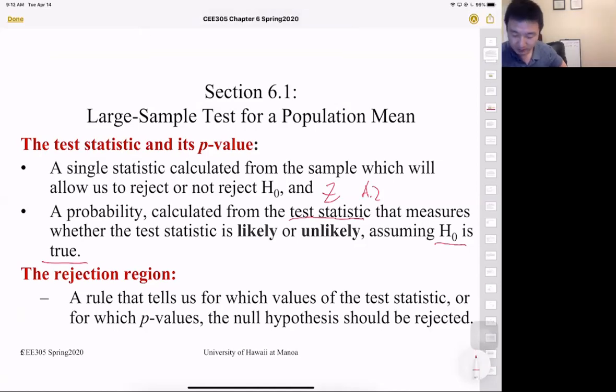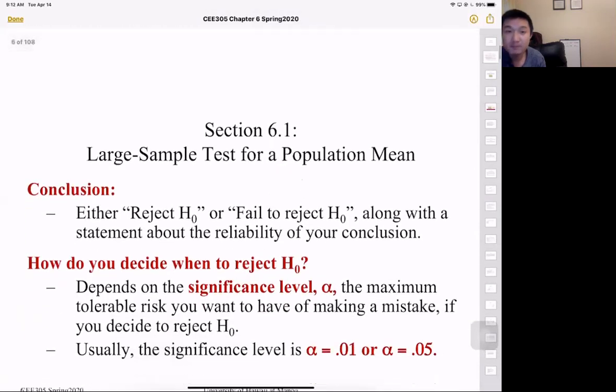Another new word is called the rejection region. Okay, so the rejection region is a rule that tells us for which values of the test statistic, for example the z-value, or for which p-value the null hypothesis should be rejected. Okay, so this is another new word we're going to discuss much more in a moment.